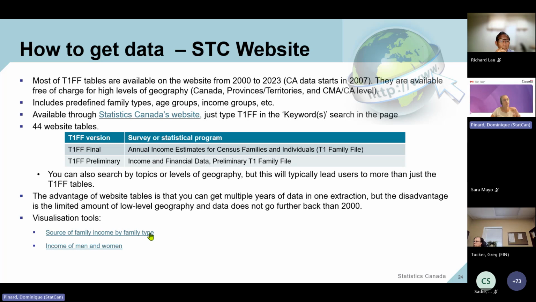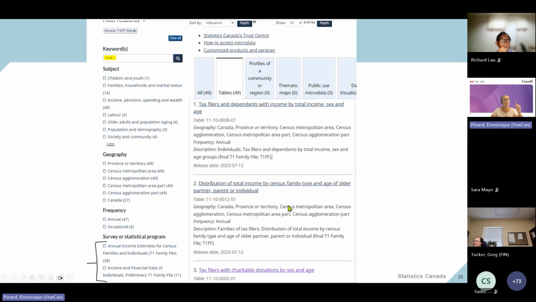I included a link to the most popular tables in this slide, source of family income by family type. So you would be able to say how much income a lone parent family receives from the CCB, for example, and how many families receive CCB income. Income of men and women is also something else that you could look at. These are links to the actual visualization tool, so that's really fun. Let me go to the next slide.